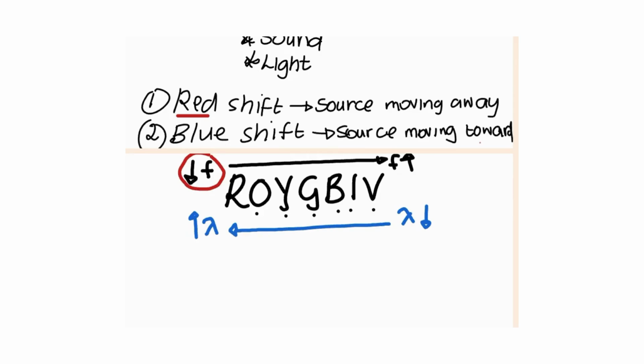But if it's blue shift, it means the source is moving towards you. Why? Because the frequency is increasing, and an increasing frequency means the source, it can be a source of light or a source of sound, is moving towards you, but in this case it is going to be the source of light. So guys, with regard to the Doppler effect under light with the red shift and the blue shift, you just need to know that red shift means the source is moving away, blue shift means the source is moving towards you.